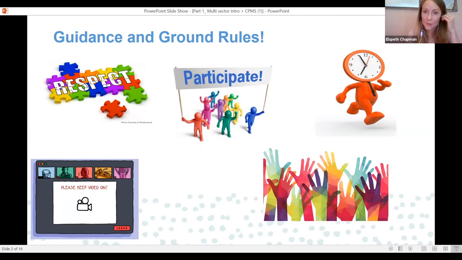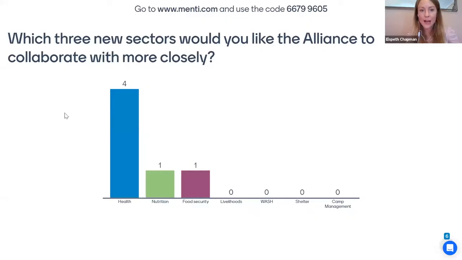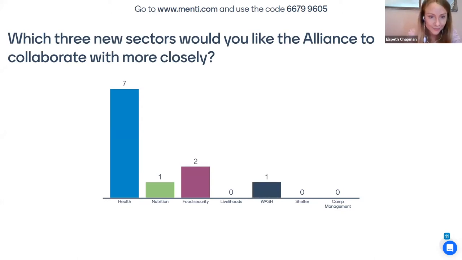Before I dive into the priority, we would like to do a quick Mentimeter as a warm-up exercise to get us thinking around multi-sector and integrated programming and collaboration, and also support our CPMS team set up some of their group work. So please click on the link and answer the following question. Which three new sectors would you like the Alliance to collaborate with more closely? So please select three. Education, as you can see, is not here, as this is obviously an existing partnership. And at this moment, we're just doing the poll to get feedback on new sectors and to get your insights here. So just giving a couple of moments.